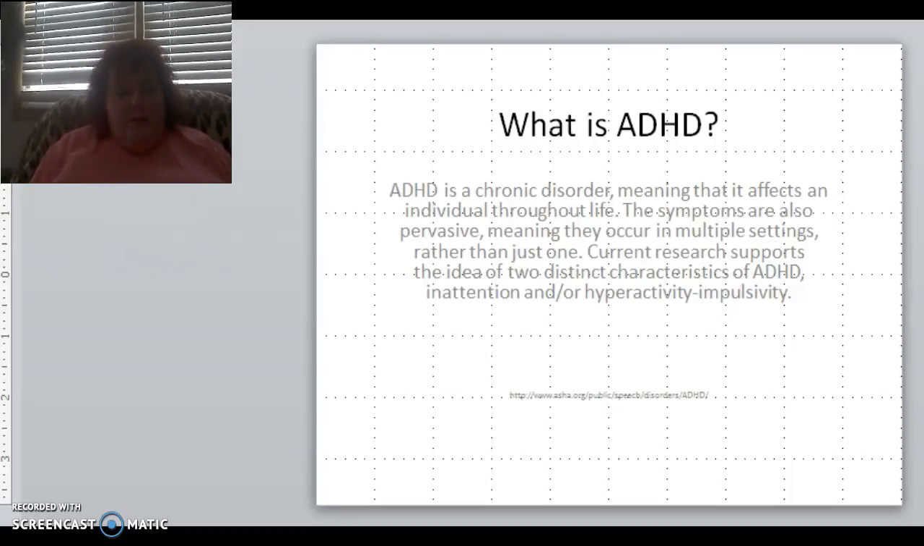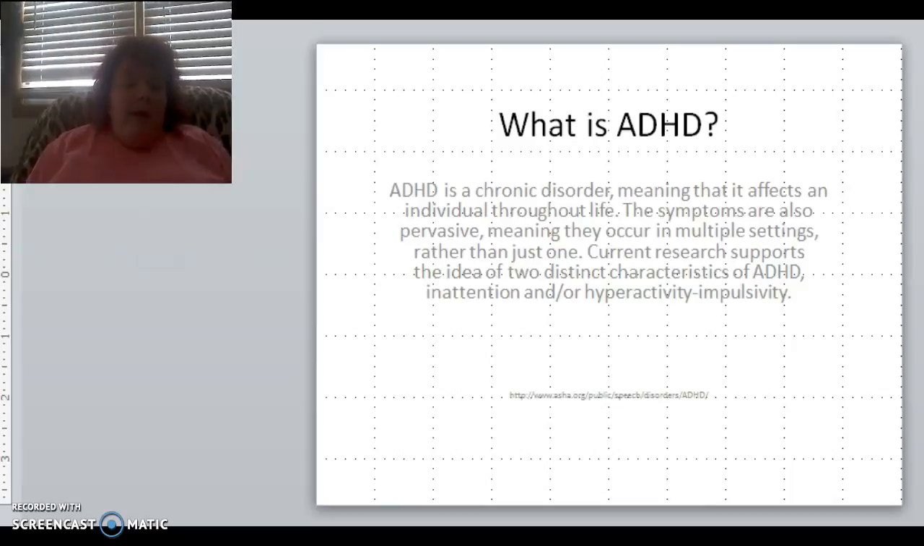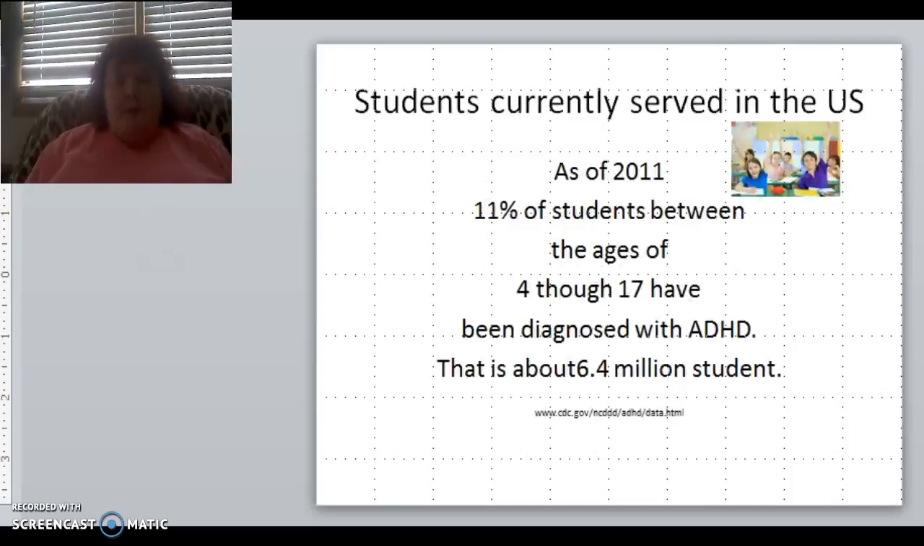Symptoms are also pervasive, meaning they occur in multiple settings, not just one. It's not just at school, it's not just at home, it's not just out when you're socializing. It's all the time. It's at school, it's at work, it's at home. Current research supports the idea of two distinct characteristics of ADHD: inattention and/or hyperactivity and impulsivity.